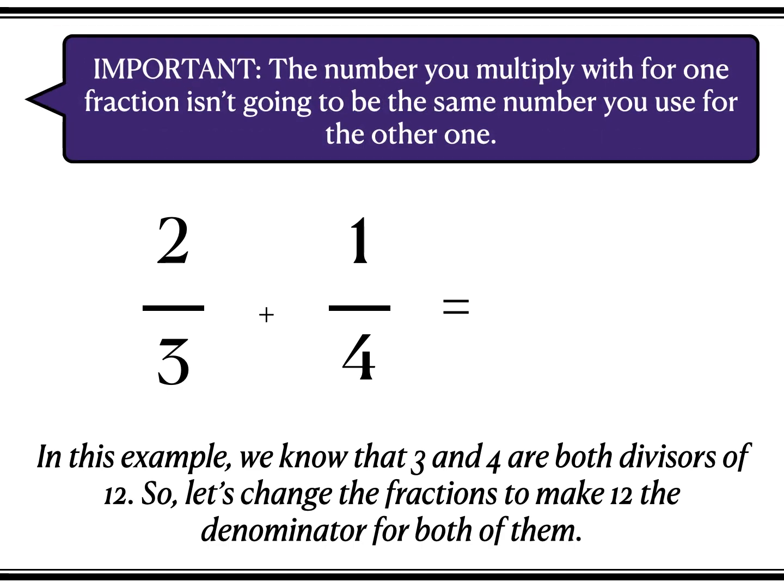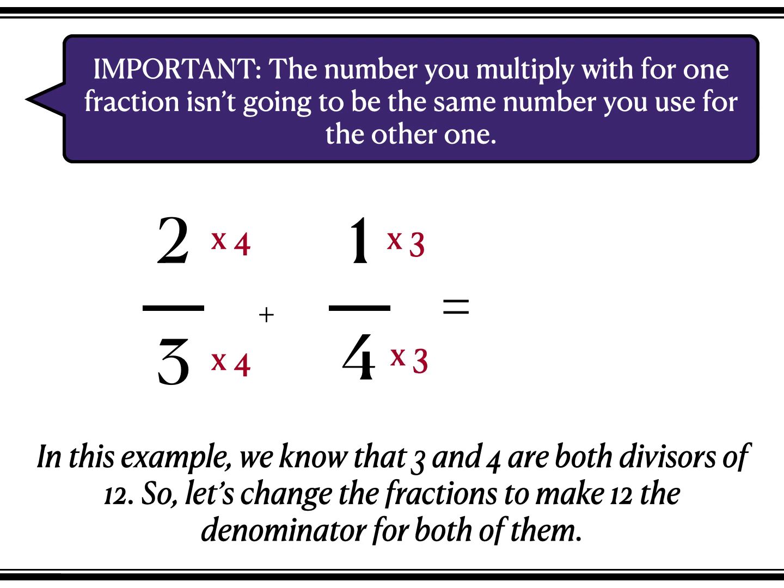An important note, the number you multiply with for one fraction isn't going to be the same number you use for the other fraction. So for our first fraction, 2/3, in order to make that something over 12, we need to multiply by 4. So 2 times 4, 3 times 4. Now for that second number, we can't use 4 because that would get us a denominator of 16. So instead on this number, we use 3. 1 times 3, 4 times 3.